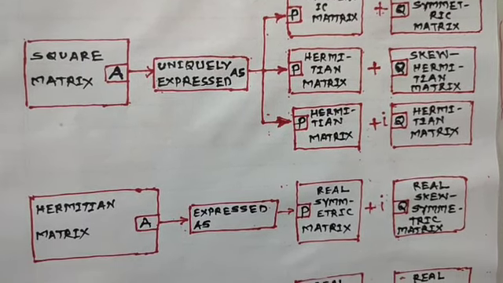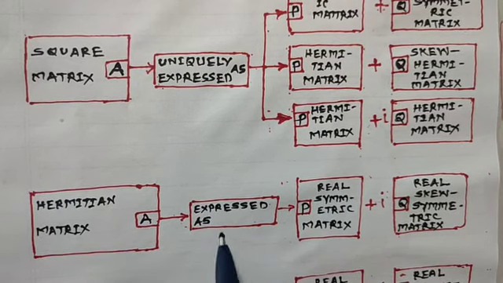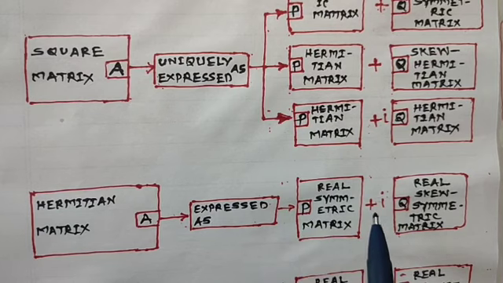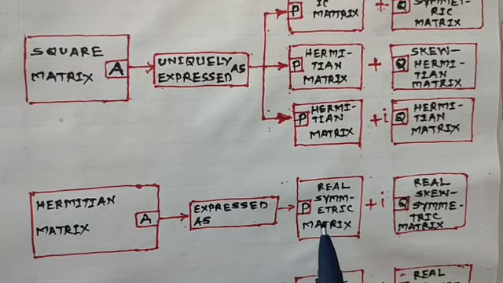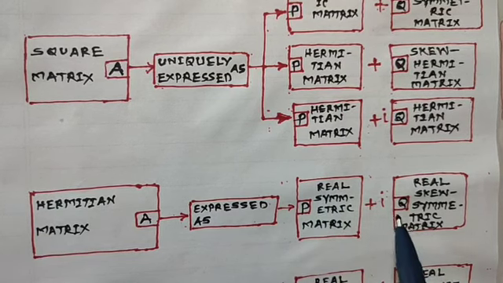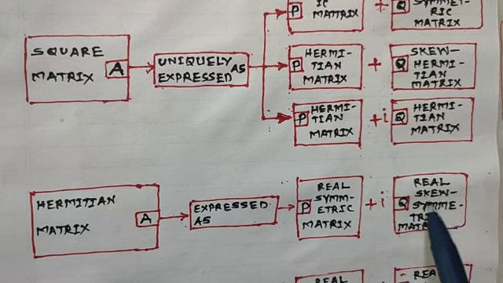Now, next one is, every Hermitian matrix can be expressed in the form of P plus IQ, where P is a real symmetric matrix. Real symmetric matrix means P will be a symmetric matrix and each and every element of that P will be a real number. Plus I into Q, where Q is a real skew symmetric matrix. And here each and every element of Q will be a real number.